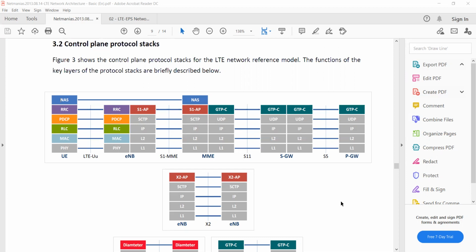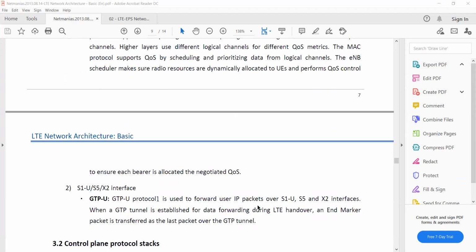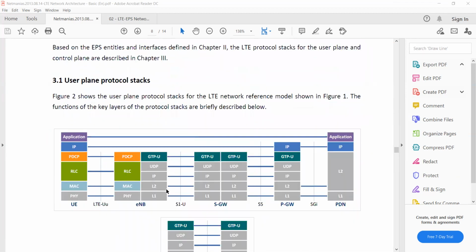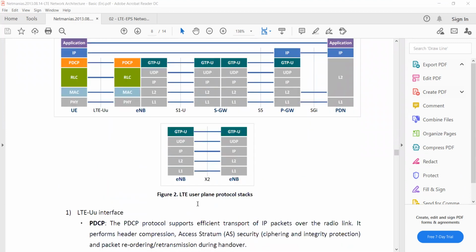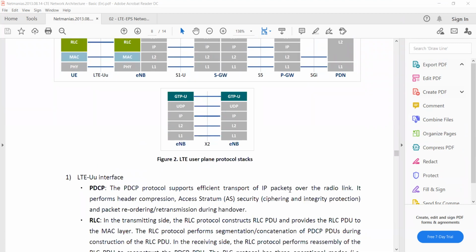So this is the control plane stack we are discussing. Tomorrow also we will complete the control plane stack between eNode B and MME, eNode B to MME, eNode B to eNode B. After that we will go to the user plane stack, next three classes. Then we will complete the theory part. Then the actual work will start, our practical: what are the messages, call flows, those things. So I'm going step by step.